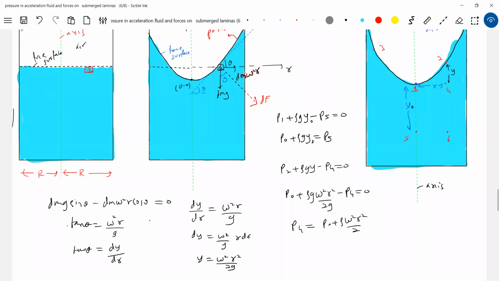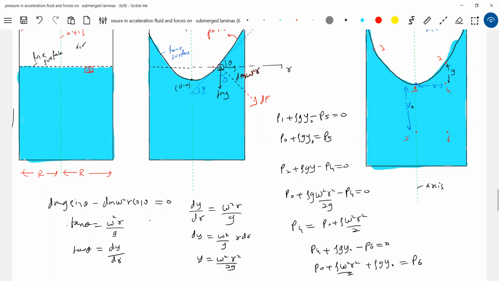Can we calculate the pressure at 6? They're at the same level. So P4 plus rho g Y naught minus P6 equals 0. P4 value, we know it. Okay, so P4 plus rho g Y naught equals P6. I think you have a very good set of discussion here.